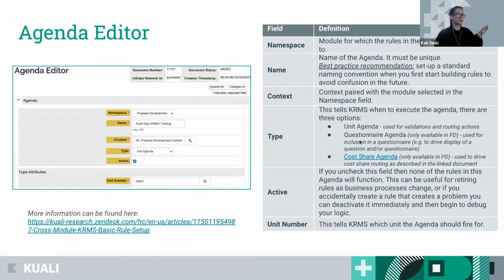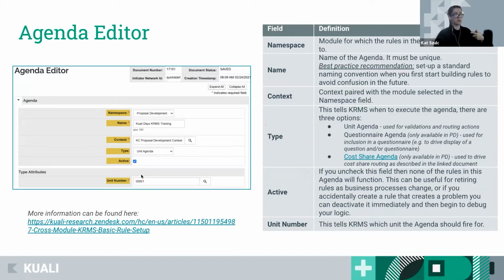But regardless of which type you select, the system is still going to ask you to identify what unit this agenda is applicable to. So again, if you want to enable the agenda to be applicable to all units, you'd set that top level of your unit hierarchy here. If it's only applicable to certain units, you'll be able to identify a different unit number here.